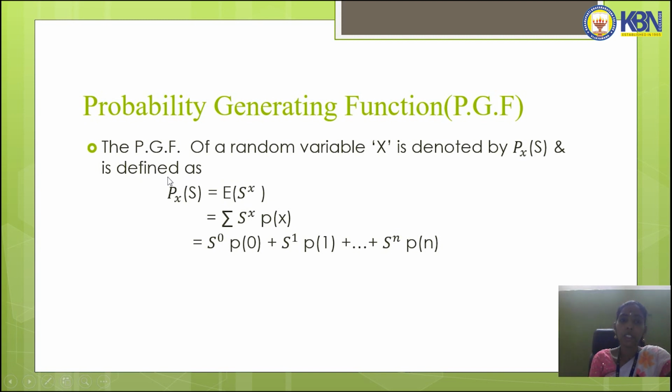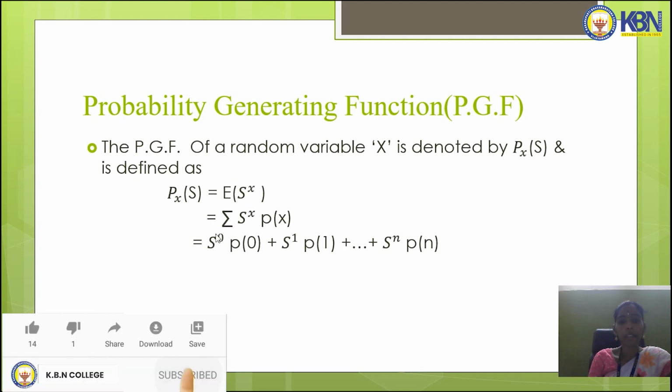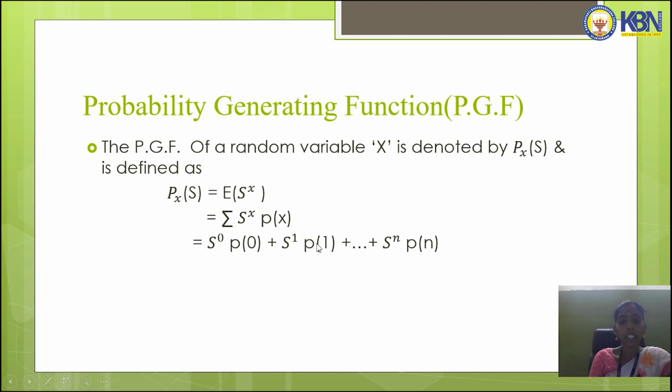Probability generating function. The P.G.F of a random variable is denoted by P_X of s and is defined as P_X of s equal to expectation of s power X. So we can write it as summation s power x into p of x if it is discrete. So we can further simplify it as s power 0 into p of 0 when x equals 0, and s power 1 into p of 1 when x equals 1, and so on. For the nth value we can write s power n into p of n. Thank you.